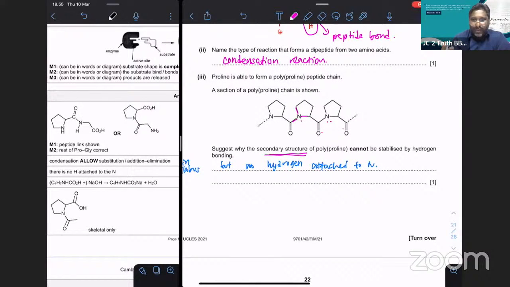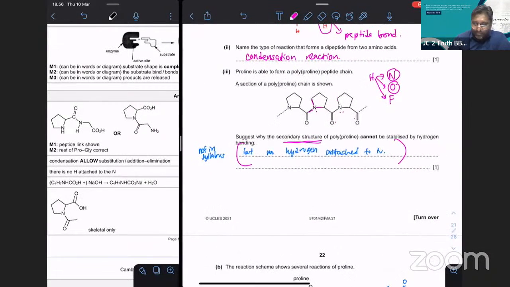In order to have hydrogen bonding, hydrogen must be bonded to nitrogen, oxygen, or F. I have oxygen, I have nitrogen, but there is no hydrogen. If there is no hydrogen, definitely you are not going to have hydrogen bonding. So the reason is no hydrogen attached to N. That's why it cannot be stabilized by hydrogen bonding. Anyway, this is not going to be asked; it may be just additional knowledge.